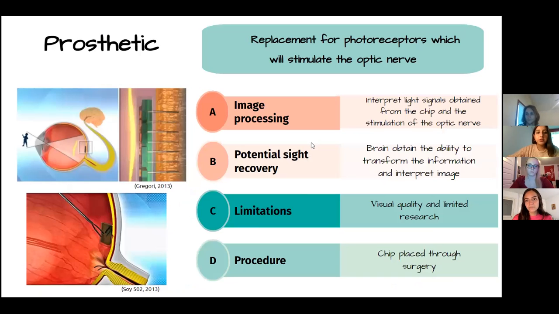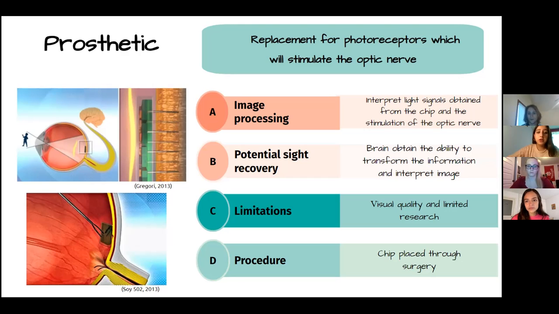Okay, so we attempt to interface the retina structure, and our design will serve as a replacement for photoreceptors, which will stimulate the optic nerve and do the work that the photoreceptors are supposed to do. The image processing that we will implement will be able to interpret light signals obtained from the chip and the stimulation of the optic nerve, creating an artificial phototransduction process.